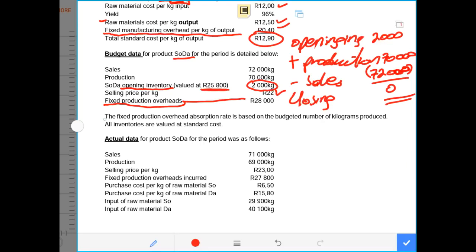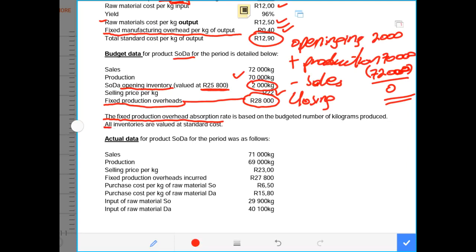Then it says the fixed production overhead absorption rate, which is the predetermined overhead rate, is based on the budgeted number of kilograms produced. So this 28,000 was estimated based on the production of the 70,000 that we see here. The rate that was calculated as 40 cents was based on the production of those 70,000 units. So we go to the next part.